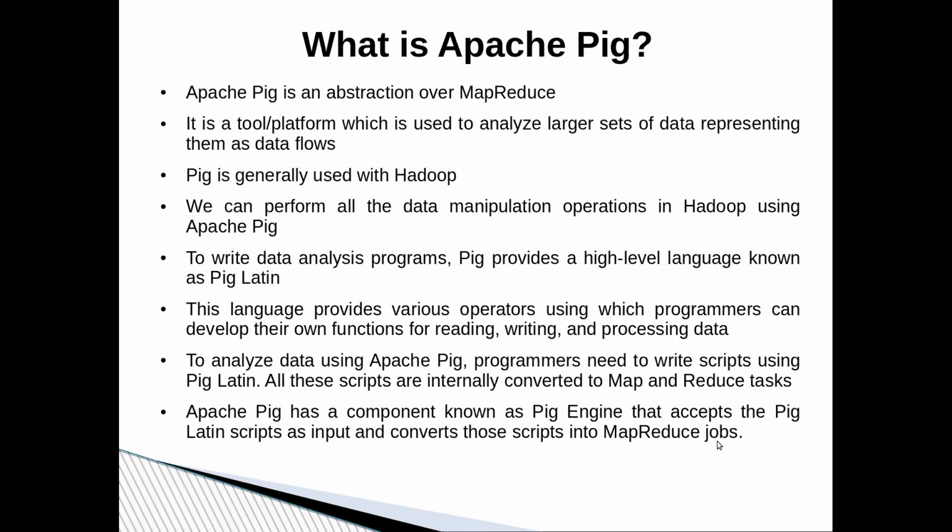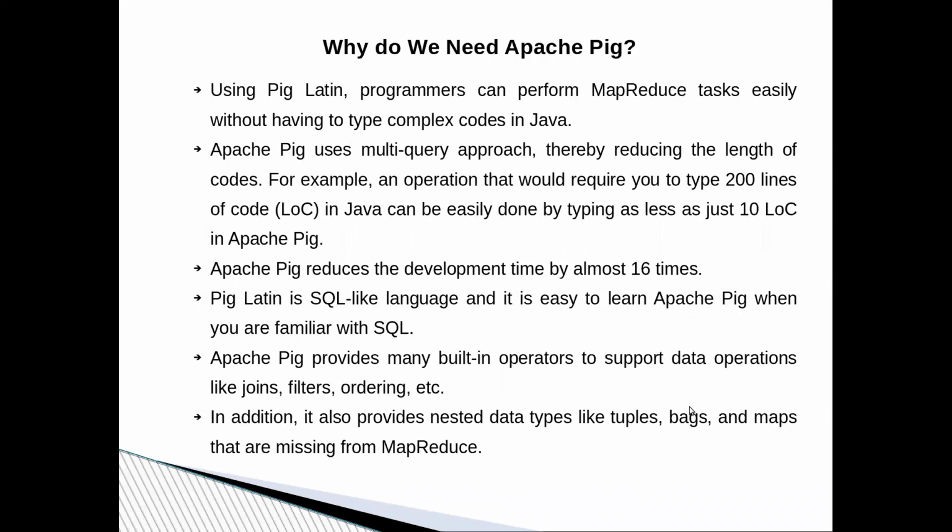That means at the backend, MapReduce is the thing which is doing the actual processing, but that is hidden from you. Apache PIG hides the complexity of MapReduce by giving you a platform through which you can write very simple and very short programs to carry out the analytics. Now, why do we need Apache PIG?